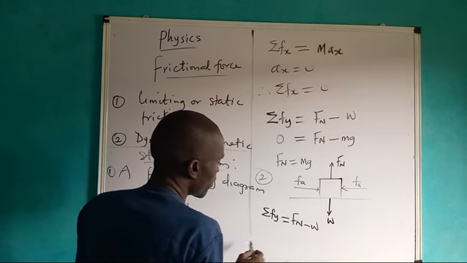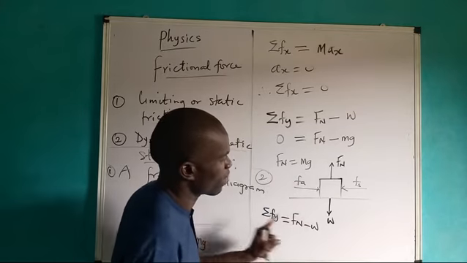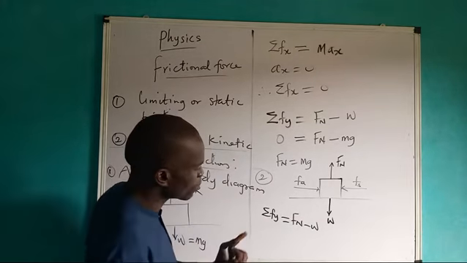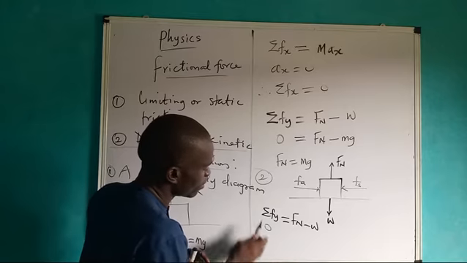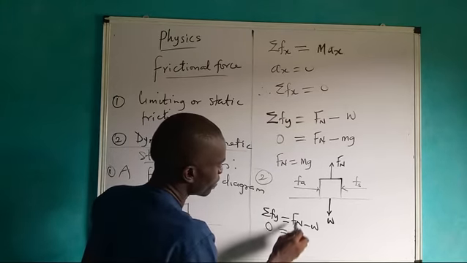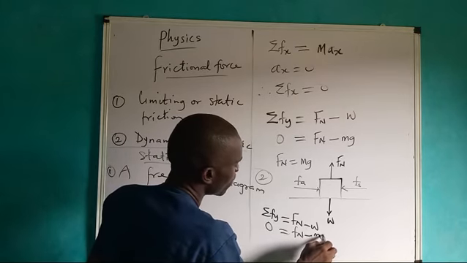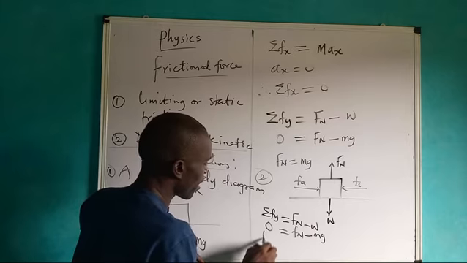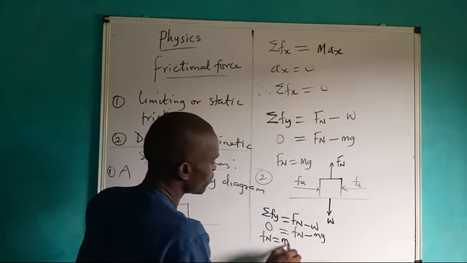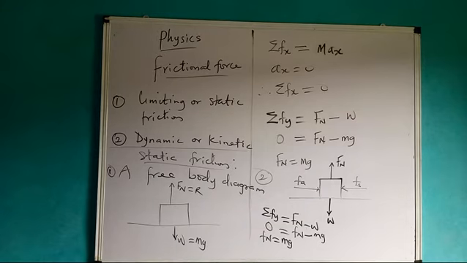Now, remember the body is not moving. I'm just applying a force so that I can move, but it's not moving. Under this one, it means that the sum of the forces will be 0. And in this one we have Fn. Remember I told you that W is Mg. It means that in this case my Fn will be Mg. Please don't forget, my Fn will be Mg, which is the normal force.